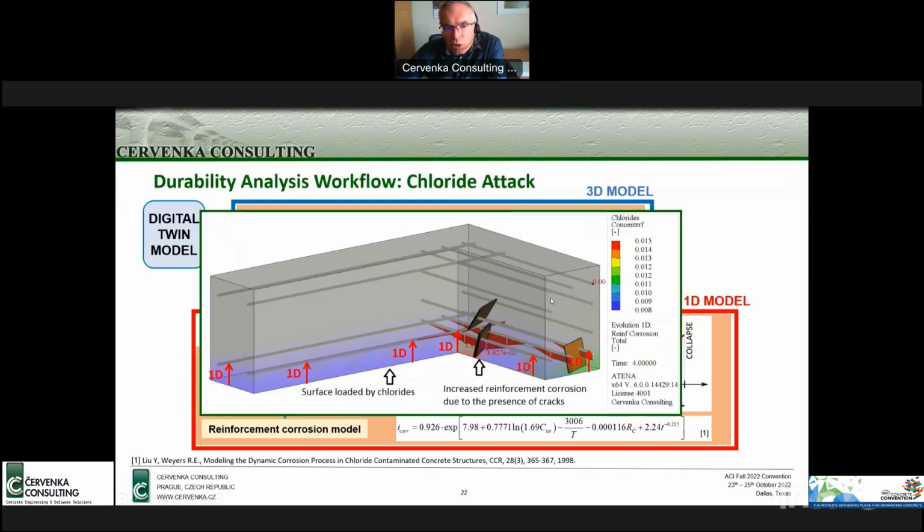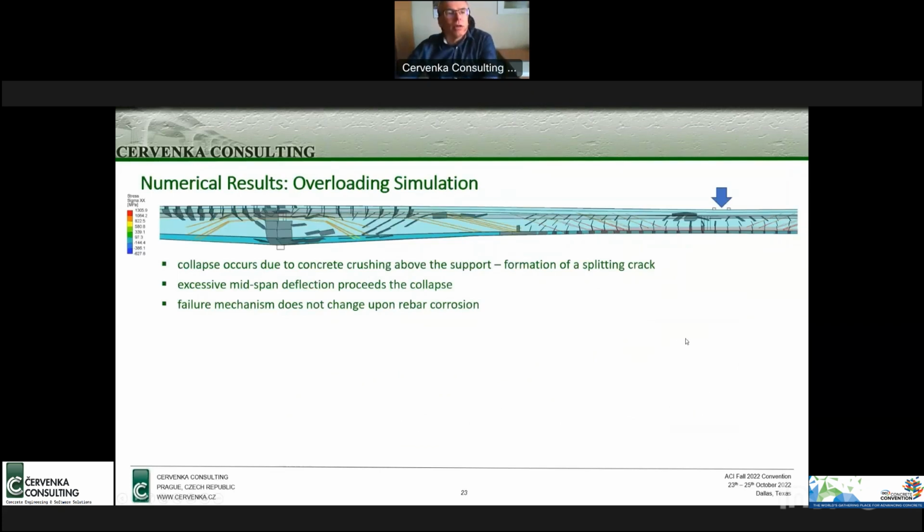So if you think about some structure with the reinforcement model inside, this is what we have in our ATENA model. There is a discrete model of reinforcement. So for each reinforcement, we know the distance of the reinforcement from the surface, which is subjected to some chloride propagation or carbonation. And we can then use just a one-dimensional model to simulate the chloride propagation, also taking into account the possible presence of cracks. As you can see here, at the location of the crack, we have a much higher corrosion rate, as indicated by these red zones. So with this model, we can have quite accurate predictions of the long-term behavior or long-term reliability.